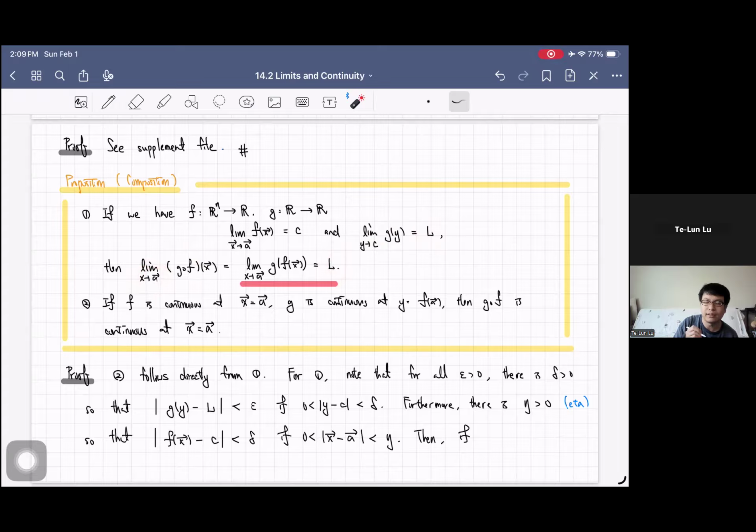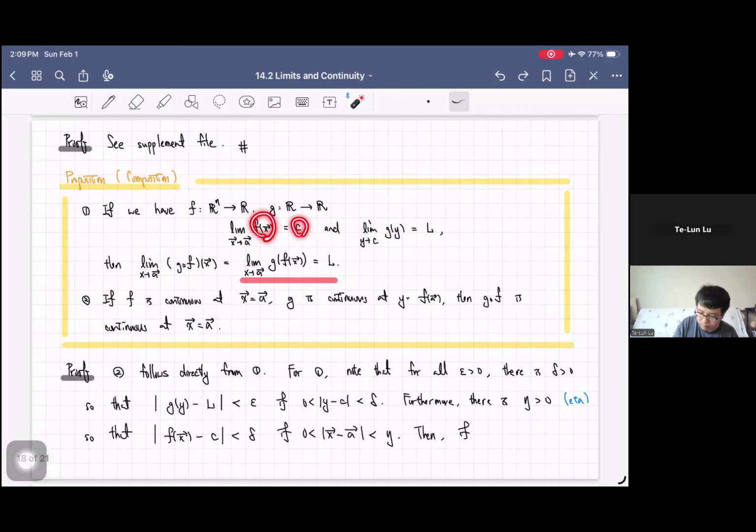We have seen this before in the one-dimensional case where f and g are both single variable functions, and we can actually generalize this to a multi-dimensional version. So the second is saying that whenever f is continuous at a point a and g is continuous at the point f of a, which is the limit of this guy, then g circle f will be a multivariable function that is continuous at x equals a. As before, this directly follows from the definition and this first item, right?